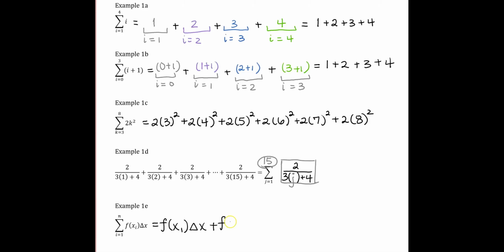I'll move on to when i is equal to 2. We'll have f of x sub 2, that will be multiplied by delta x. And then eventually i is equal to 3. So we have f of x sub 3 multiplied by delta x. And then I'll put dots, indicating that this goes on until it reaches the last term, which is when i is equal to n, at the upper bound of this sum. And so the last term of our summation is f of x sub n multiplied by delta x.